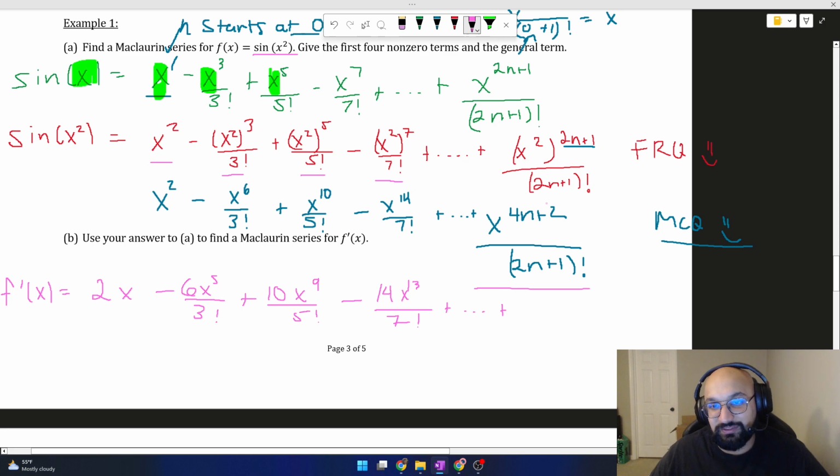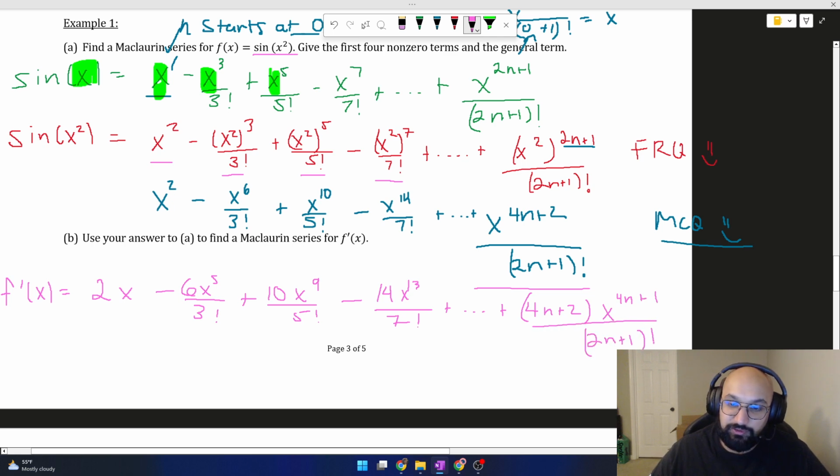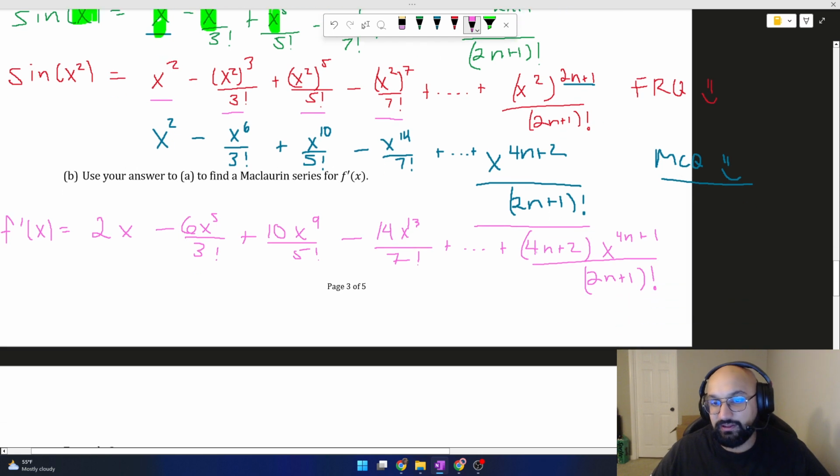I'll just do it the normal way. The derivative of this would be 4n plus 2. We bring the number down. It would be x to that number minus 1, so 4n plus 1, all over 2n plus 1 factorial. Although these look like they can't simplify, if you factor a 2 out of this value, you definitely could simplify. It'd be 2n plus 1, x to the 4n plus 1, all over 2n plus 1 factorial.